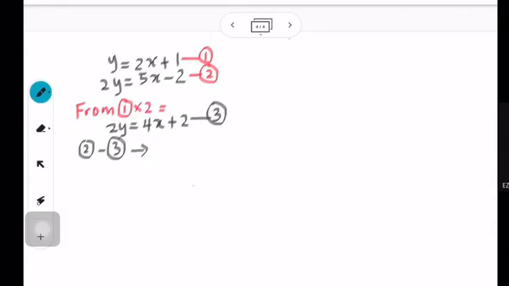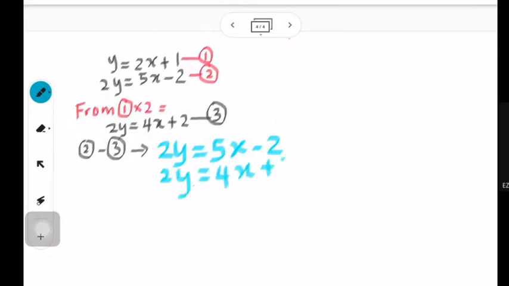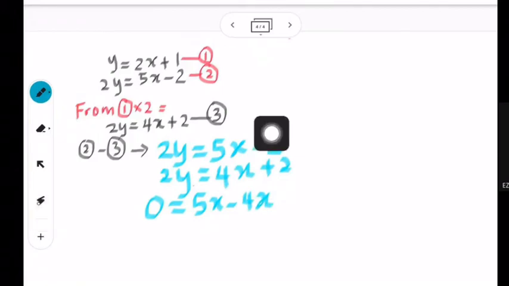Okay, equation 2, kita ada 2y equals to 5x minus 2. Ini equation 2, kan? Equation 3, we have 2y equals to 4x plus 2. Kalau kita tolak, yang belah kiri ni 2y minus 2y dah jadi 0, kan? Okay, kemudian yang ni 5x tolak 4x, 5x minus 4x. Kemudian this one minus 2, salin, minus 2, and then minus 2 yang ni.